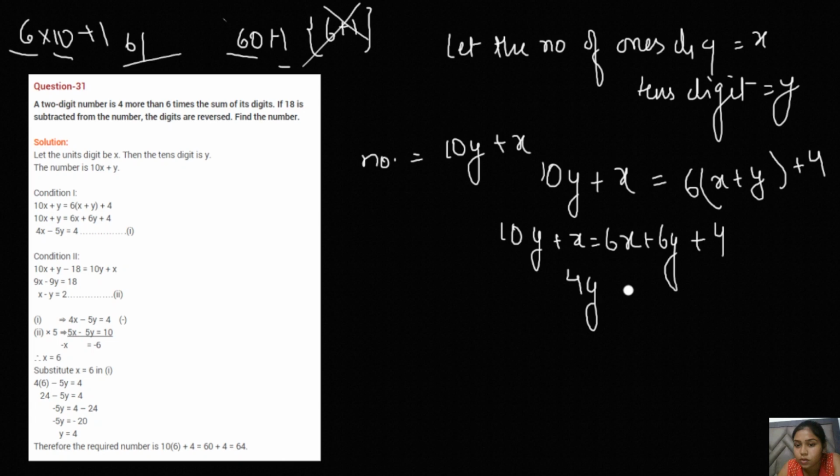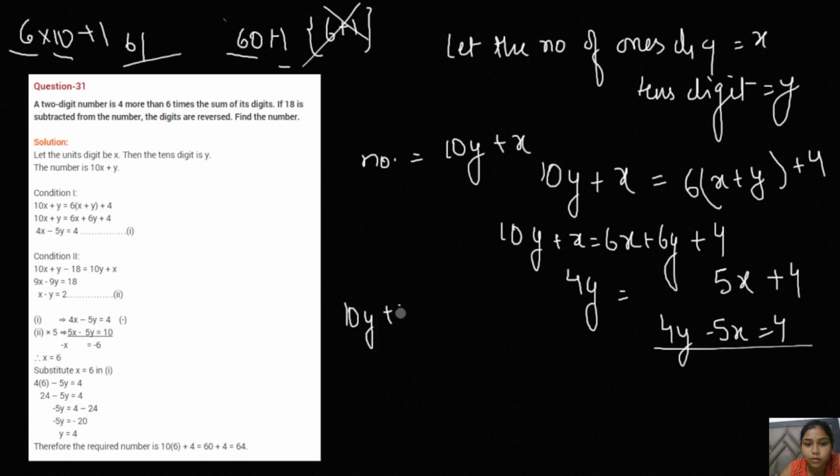Okay, so our next is basically the other equation. The condition 2 is if 18 is subtracted from the number, if we subtract the 18 from the number, this is the number, if we subtract the 18, the digits are reversed. When the digits are reversed, it will be something like this, right? If the digits are reversed, it will be something like this.